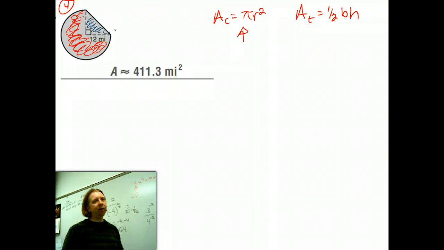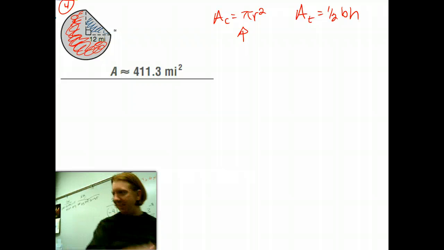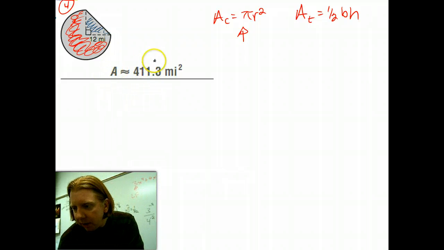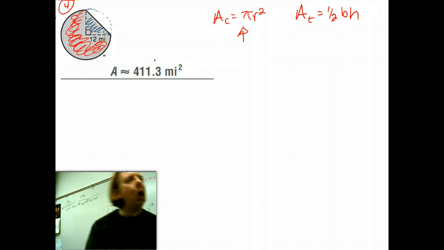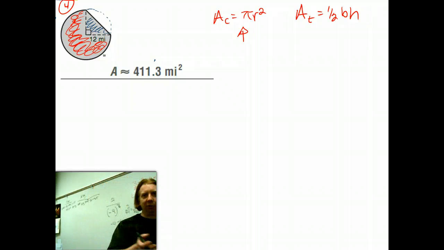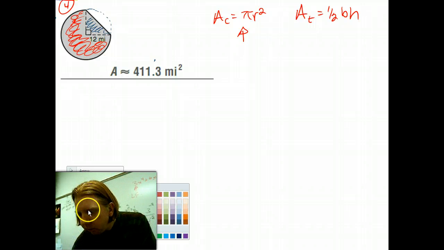One strategy when it looks like it's been cut off, you could find the whole area and then subtract the cutout part. The problem with this one is trying to find the area of this part that's been cut out is really hard. It's easier to look at it as two things added: 3/4 of a circle plus a triangle. So what I'm going to do is do that circle part first.